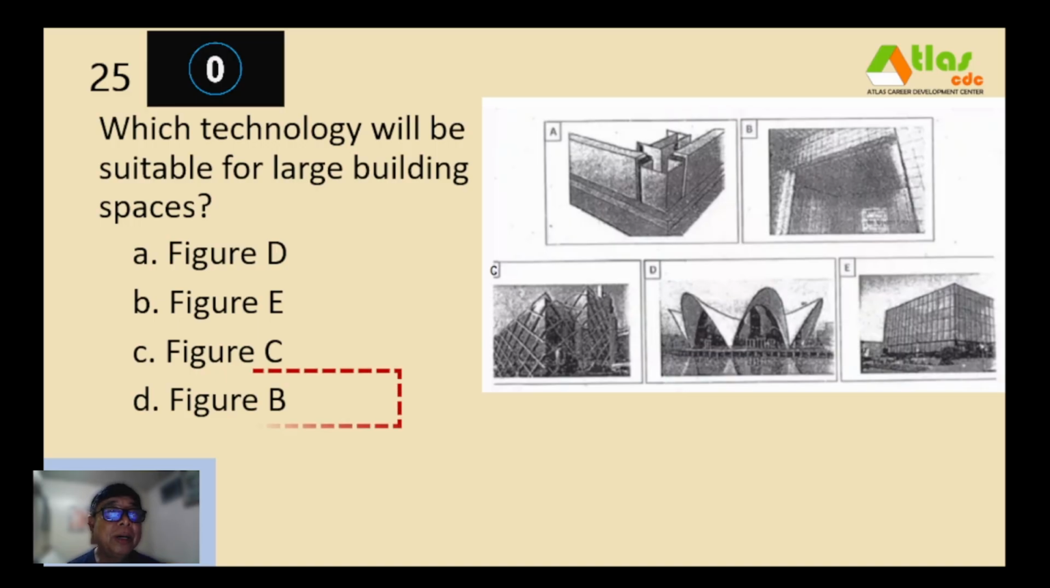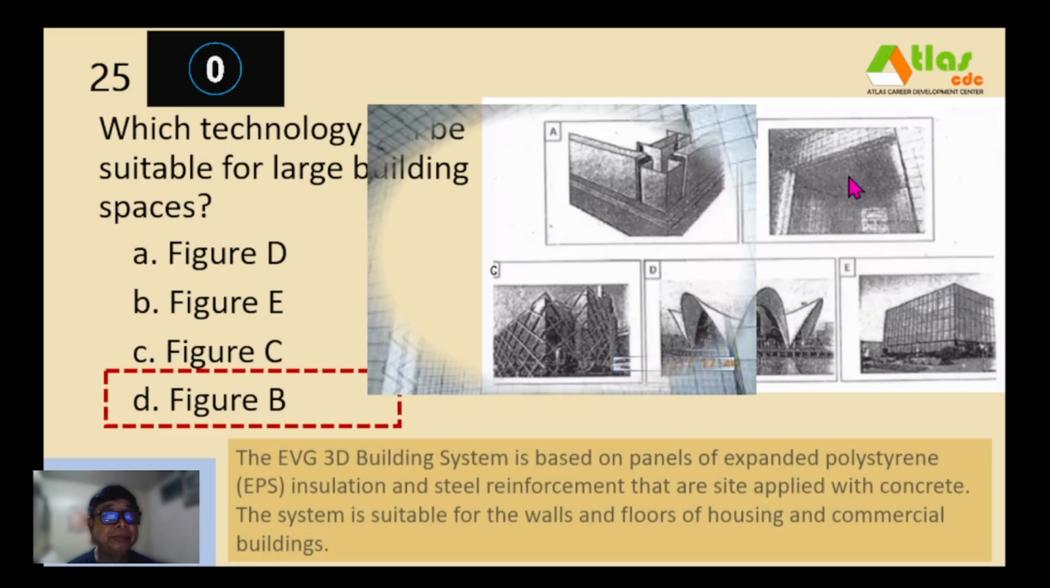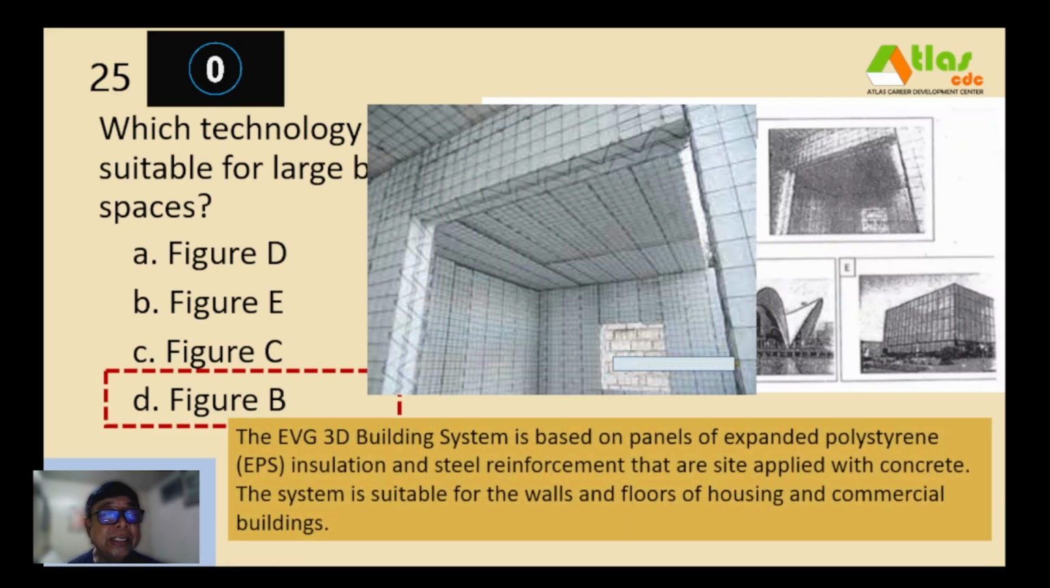And our correct answer is figure B. So that is using what you call the EVG3 building system based on panels of expanded polystyrene or EPS insulation and steel reinforcement that are site applied with concrete. The system is suitable for the walls and floors of housing and commercial buildings.